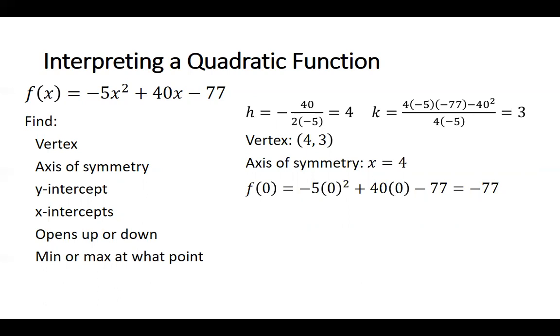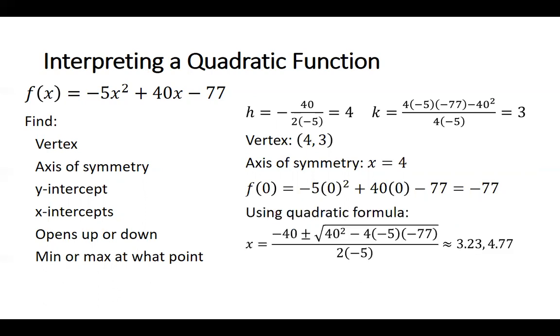X-intercepts, we're going to set y equal to 0, or f of x equal to 0. We're going to use the quadratic formula. So using the quadratic formula, we get this whole nasty thing. Remember, that's negative b plus or minus the square root of b squared minus 4ac, all of that over 2a. And we come out with 2 values. These are approximate values because we end up with radicals that are not perfect squares. Therefore, we come out with approximately 3.23 and approximately 4.77.